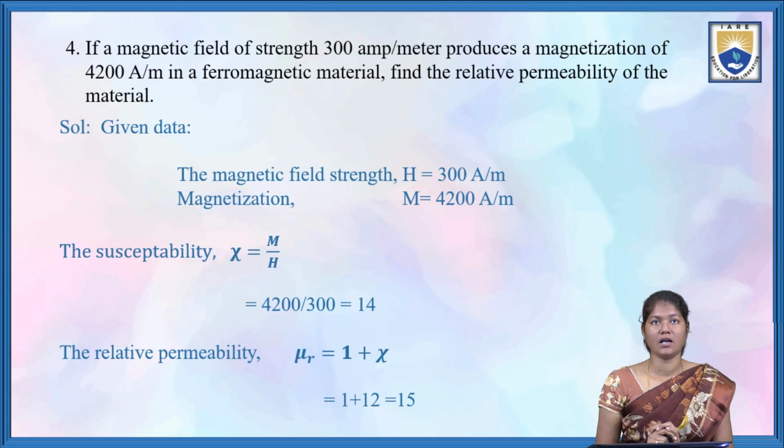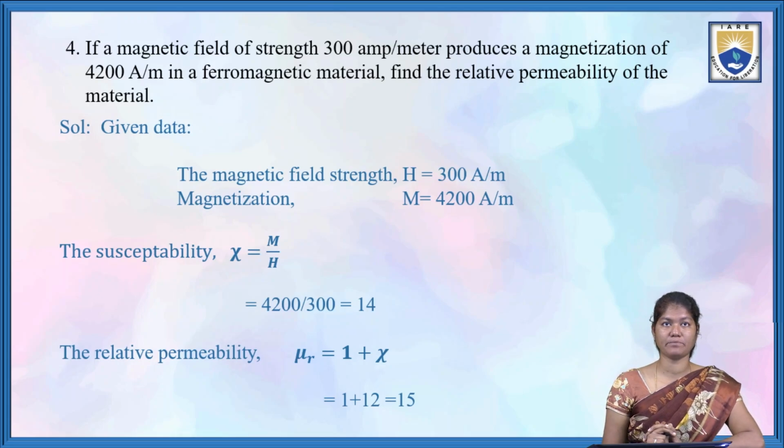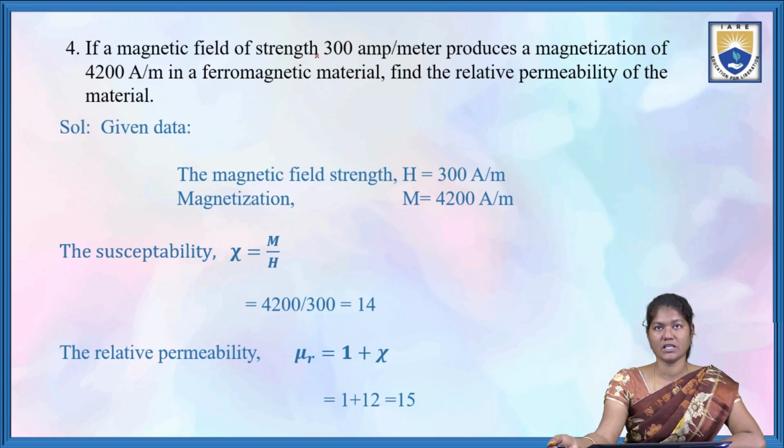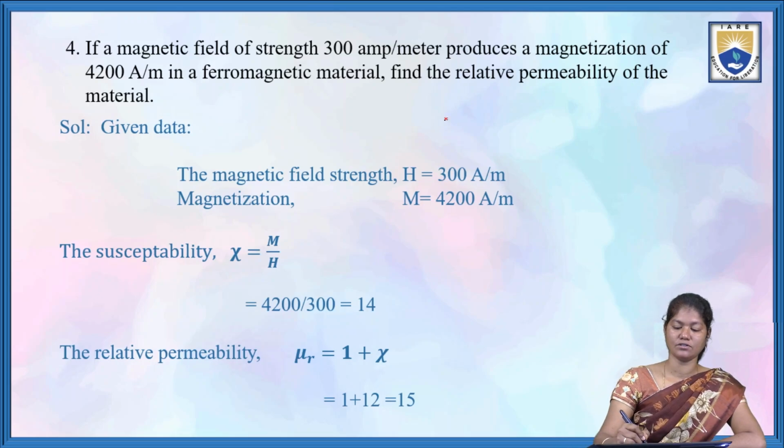Next one. If a magnetic field of strength 300 ampere per meter produces a magnetization of 4200 ampere per meter in a ferromagnetic material, find the relative permeability of the material. So this comes under the applying level of Bloom's taxonomy. So once again we can see the problem. If a magnetic field of strength 300 ampere per meter produces a magnetization of 4200 ampere per meter in a ferromagnetic material, find the relative permeability of the material.